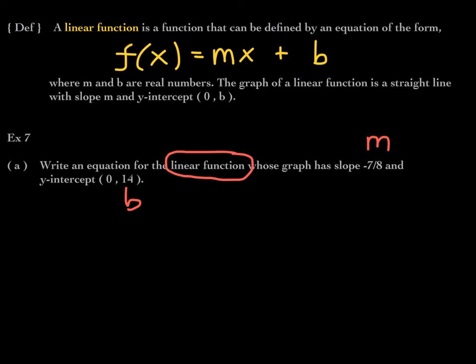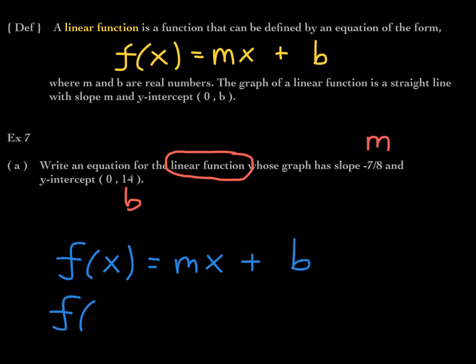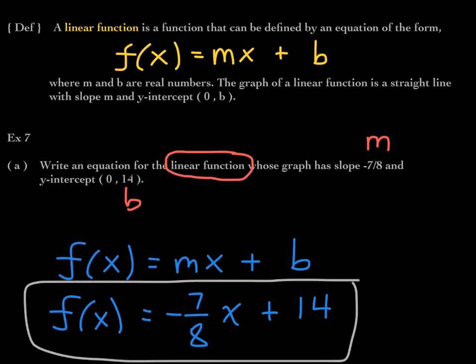Because they're telling you that this is a linear function, you know that the function has to be written like this, mx plus b. Furthermore, they gave you what m is. It's negative 7/8 times x, that's your input, plus they told you your y-intercept is (0, 14). You're done. That's it. This is the linear function whose graph has slope negative 7/8 and the y-intercept is (0, 14).